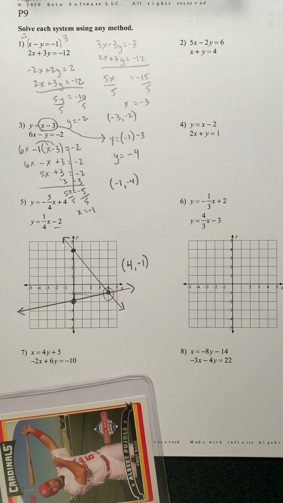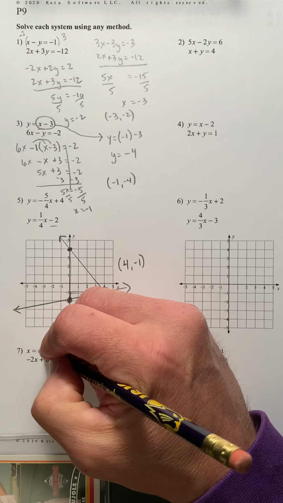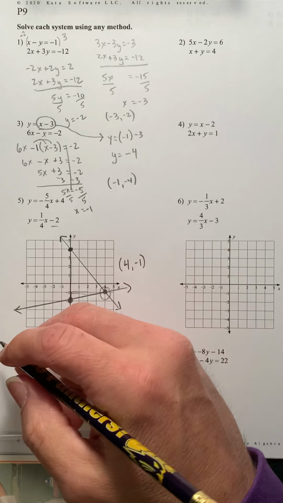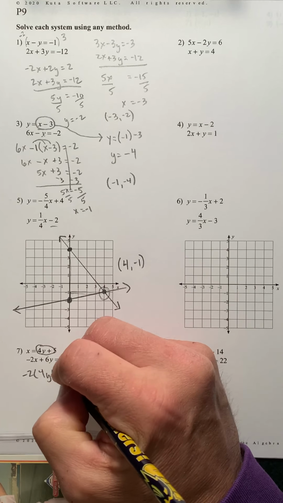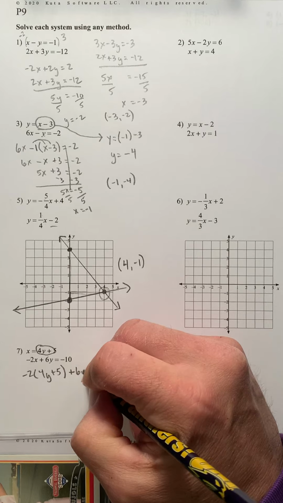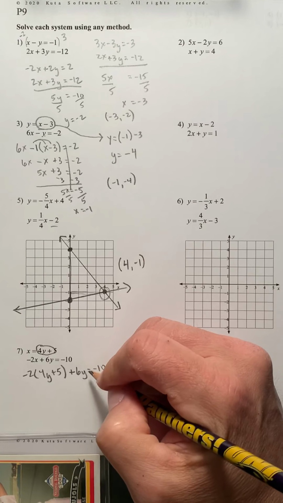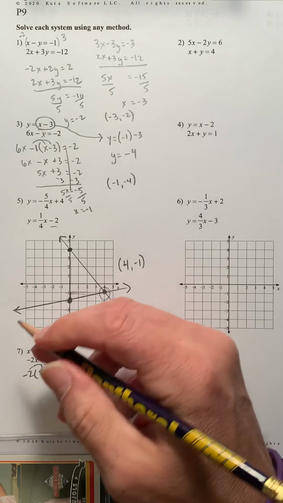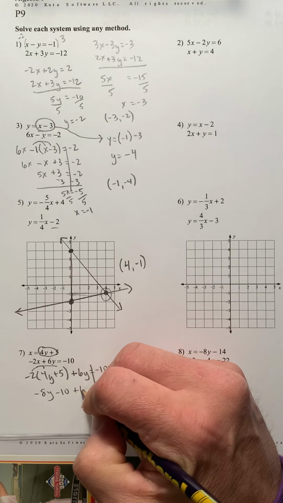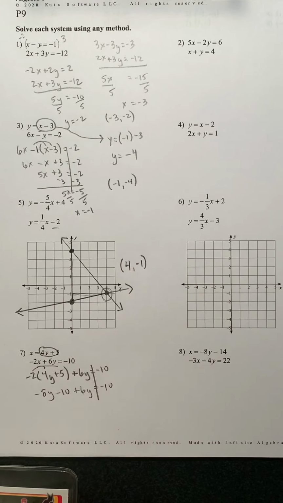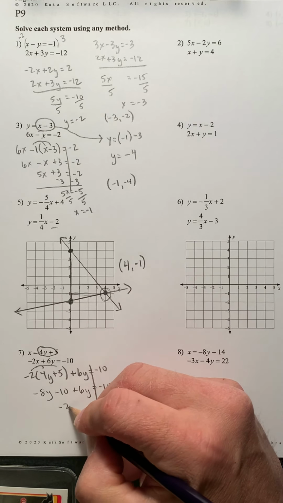Now, question number 7. Remember, we have a lot of choices. We can go elimination method. We can go with substitution. In this case, substitution seems to be the best thing to do. And that is, we're going to go -2 times 4y plus 5, plus 6y is equal to -10. Distributing through, I end up with -8y minus 10 plus 6y equals -10. The y's make -2y's.